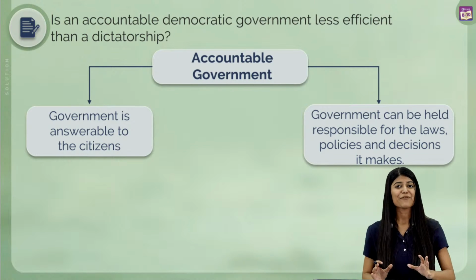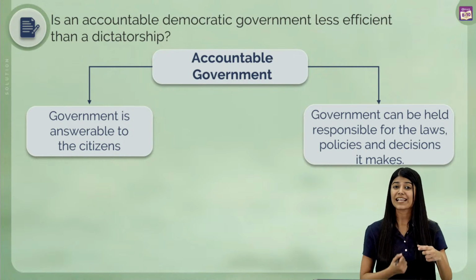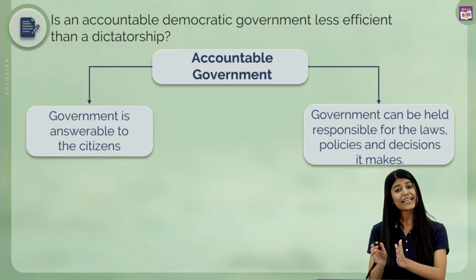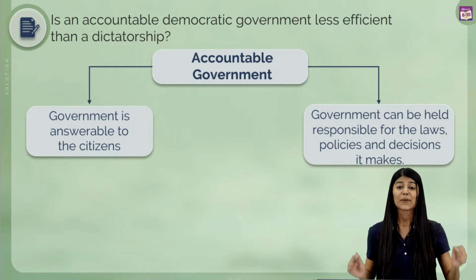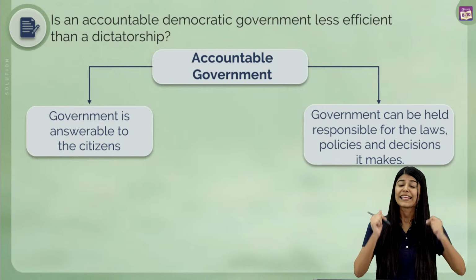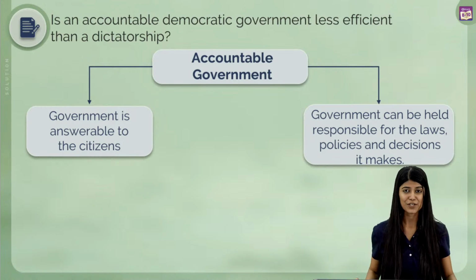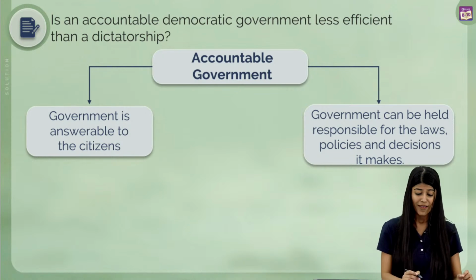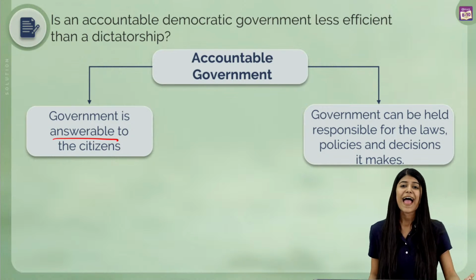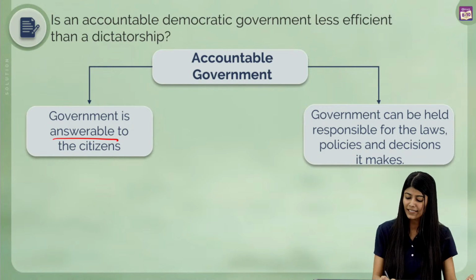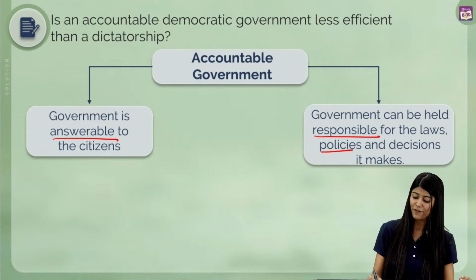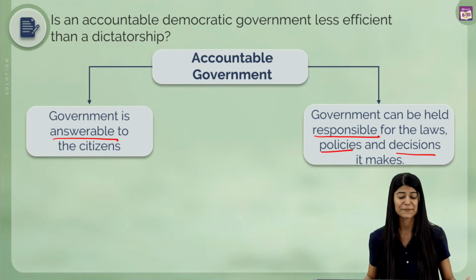Right? So in the same way, the mom here is us, the citizens, the people of that country. And the child is the government. Because your government works for the welfare of the people. And the people, they have the right to information. They have the right to ask questions. So government is first answerable to the citizens. And second, government can be held responsible for the laws, for the policies, and for the decisions it makes.